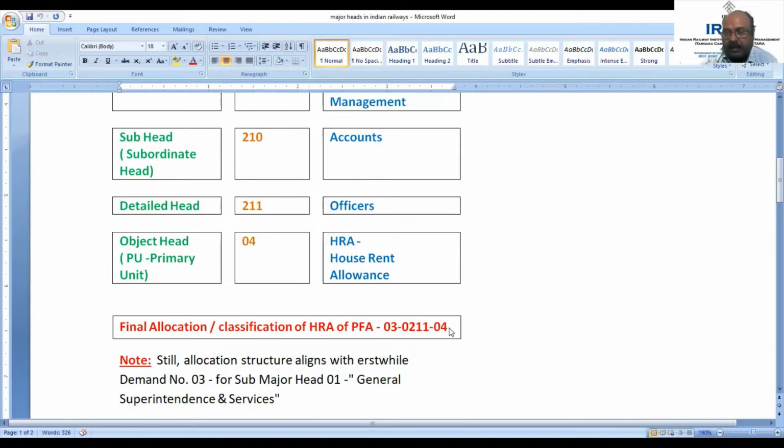Again, the capital allocation structure we will discuss later. There is a small difference between revenue and capital. In revenue, the first 2 digits are the demand number, and in capital the first 2 digits deal with the source of finance. The remaining structure is the same.